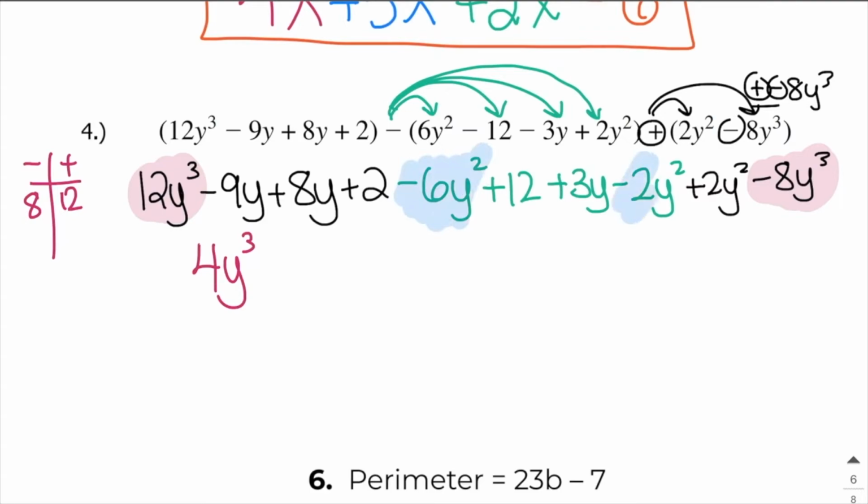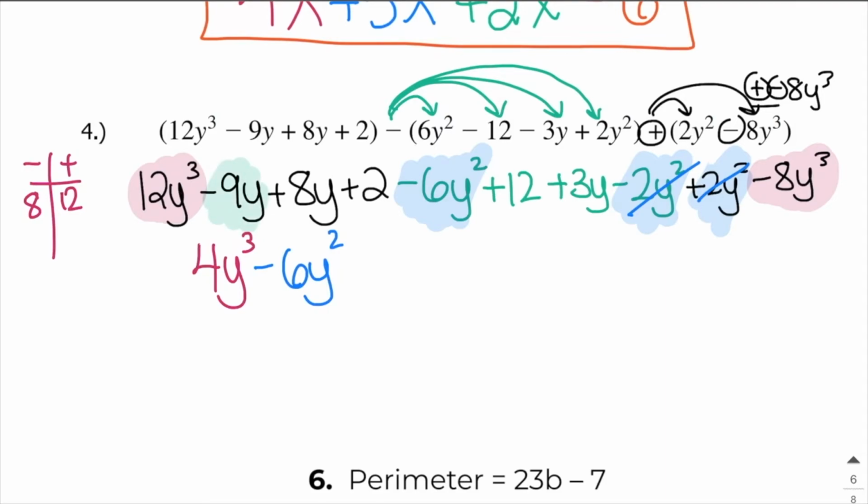I also have negative 2y squared and positive 2y squared. Well, if I do negative 6 minus 2, that's negative 8, and then negative 8 plus 2 is negative 6. Also, I can just see that for sure this negative 2y squared and this positive 2y squared become 0. They cancel out. So I get negative 6y squared here next. All right, cool. Next, we have negative 9y.